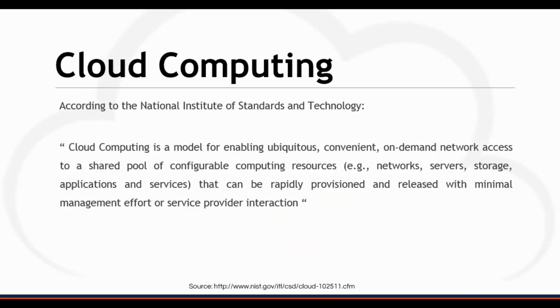The definition of cloud computing according to the National Institute of Standards and Technology is as follows. Cloud computing is a model for enabling ubiquitous, convenient, on-demand network access to a shared pool of configurable computing resources. Ergo, networks, servers, storage, applications, and services that can be rapidly provisioned and released with minimal management effort or service provider interaction. In simple terms, it is storing and accessing data and/or computing resources over the internet.